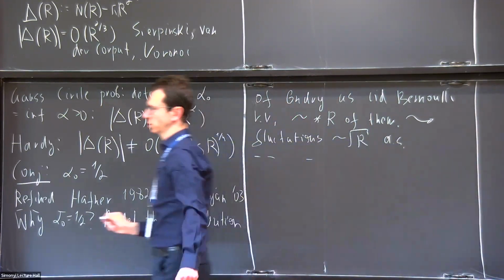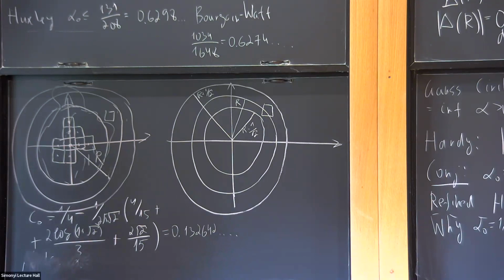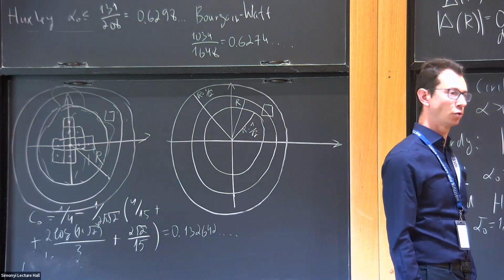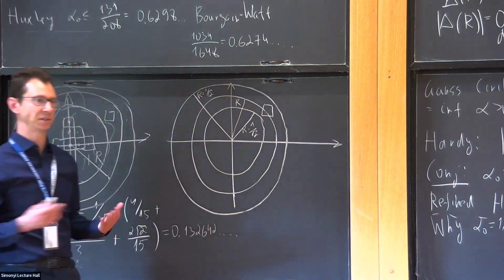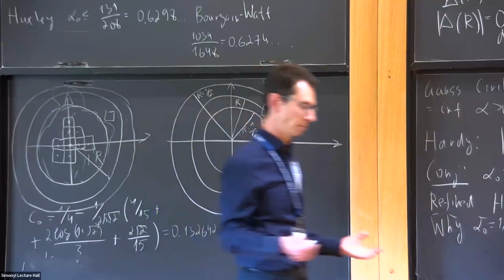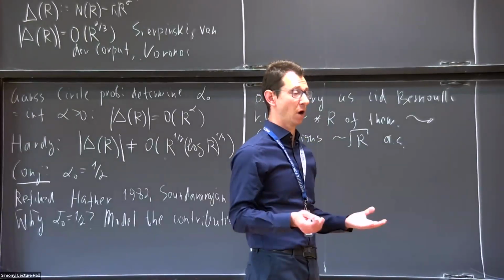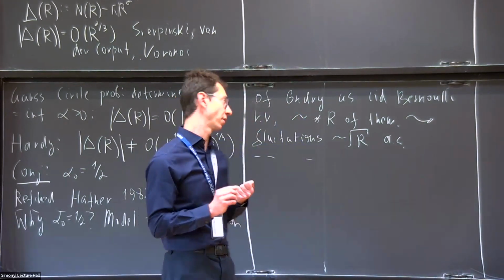This is the heuristic explanation, and we're going to try to make it a little bit rigorous and prove some theorems with it. Of course, it cannot possibly be true literally, for two different reasons. Suppose that we model the contribution of those squares as IID Bernoulli random variables. First of all, if this were indeed true, we would get square root of R cleanly, and it would be too strong to be consistent with the lower bounds.